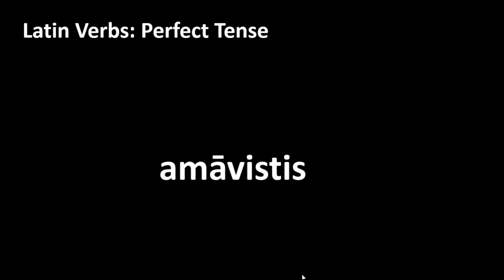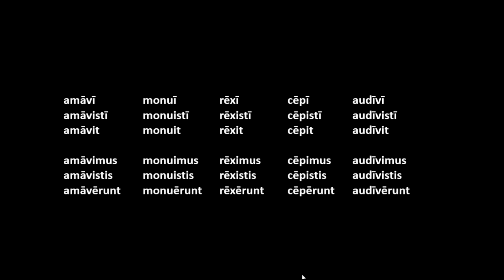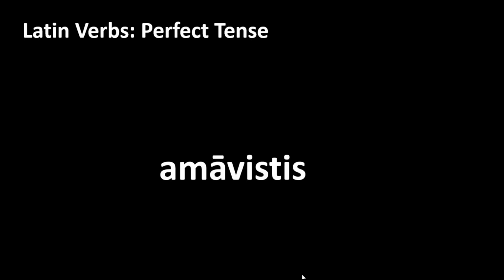Here is an example of the perfect tense in Latin: amavistis, you loved or you have loved. You can try to learn this particular form, and you can learn all the forms of all the other main sample verbs in Latin. But there is another way of learning these verb forms. Let us break this verb up. Let us break up amavistis.